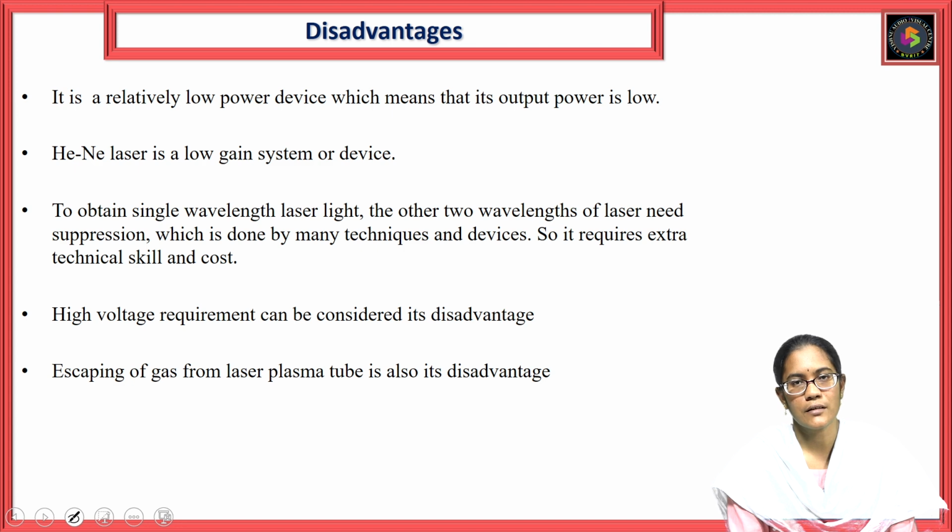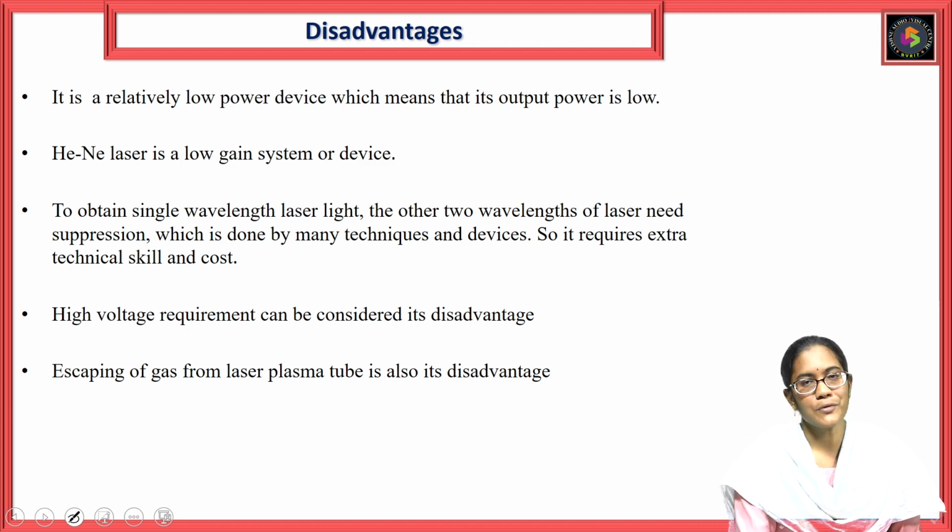The characteristic of a laser is that we need to get a single wavelength, but by using the helium neon laser we are getting three wavelengths. Overcoming those wavelengths is a crucial job, and controlling the wavelengths requires extra technical skill and cost, and it requires a high voltage. This is the main disadvantage.